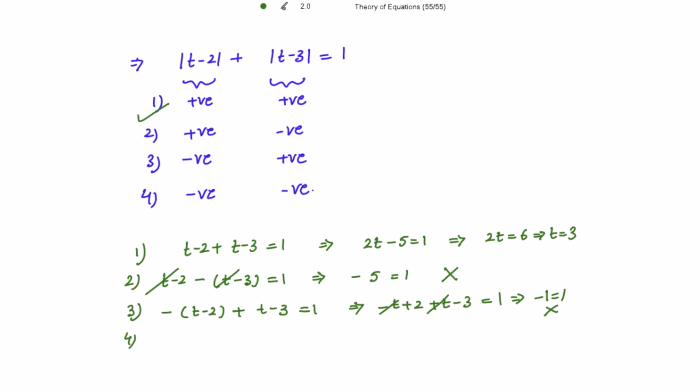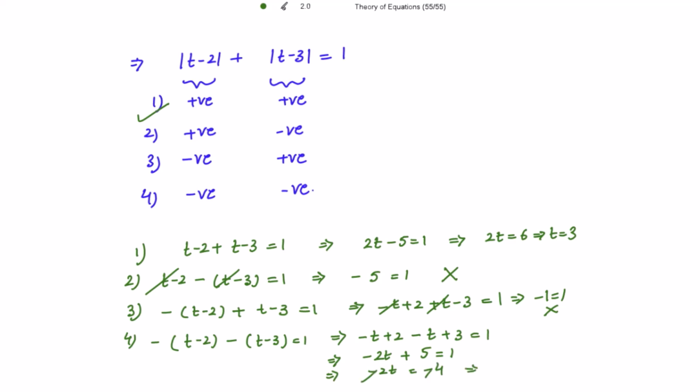The last one is when both are negative. So this is minus of t minus 2 minus of t minus 3 equal to 1, which implies minus t plus 2 minus t plus 3 equal to 1, and that is minus 2t plus 5 equal to 1. So this implies minus 2t equal to minus 4, and this negative sign goes off, so we get t equal to 2. So these are the two possible values we are getting. Now which of these values satisfies this equation? We need to check that.